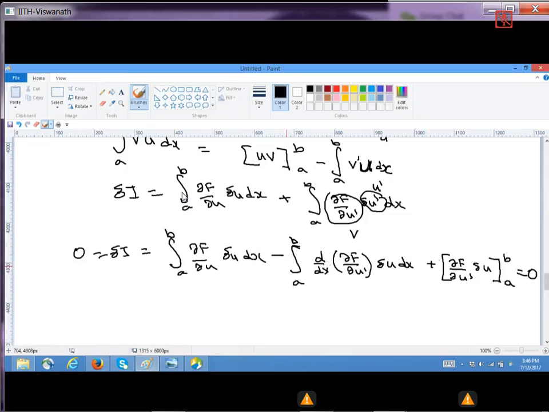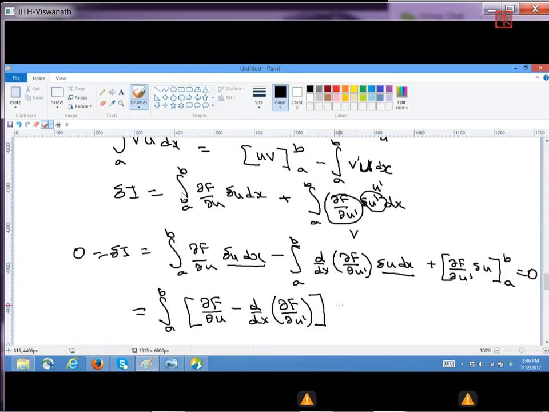So this has to be equal. Now you see the measure in this first part and the other part is 0. So I can rewrite it as the integral from a to b of ∂f/∂u minus d by dx of ∂f/∂u' times δu dx, plus ∂f/∂u' δu from a to b equals 0.